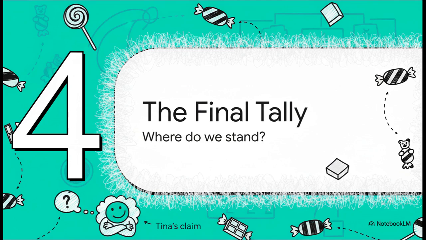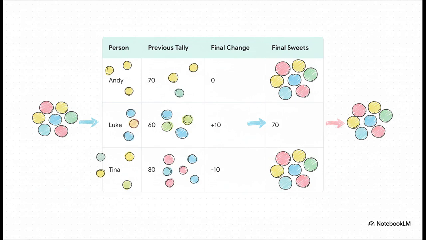It is time for the final count, the big reveal. Let's see if Tina's claim actually holds up. Let's update our table one last time. Andy's amount, no change, he stays at 70. Luke's total goes from 60, he gets those 10 sweets, which brings him up to 70. And Tina's total drops from 80 by 10, which leaves her with, wait for it, 70. How about that? They all end up with exactly 70 sweets.